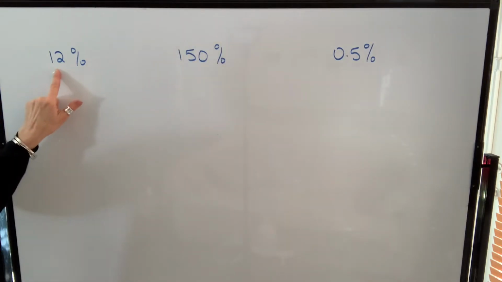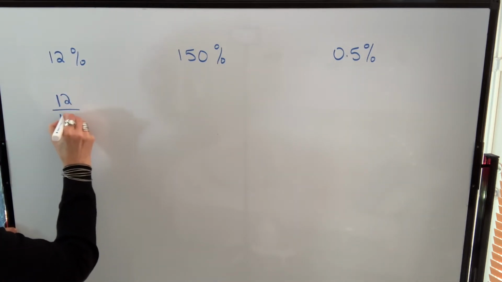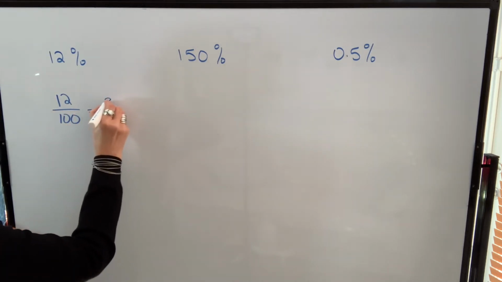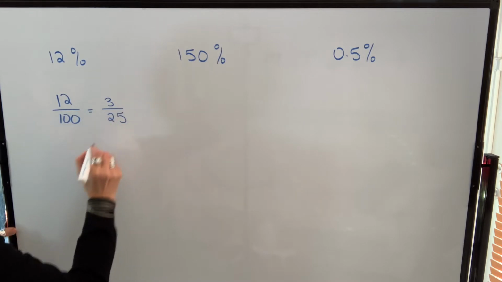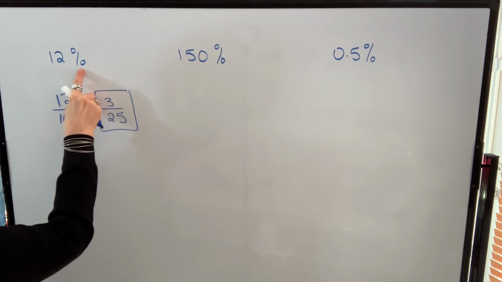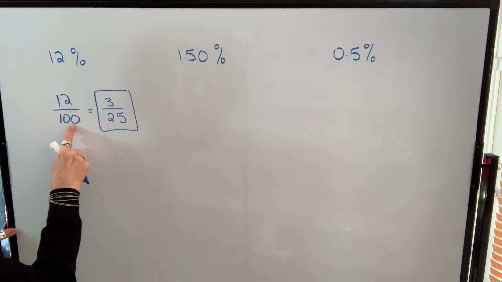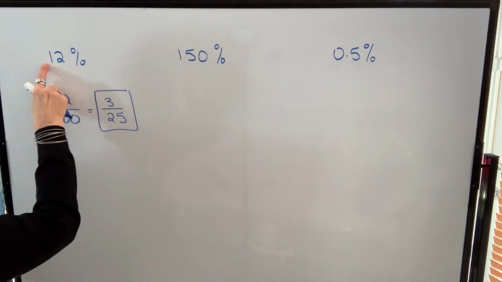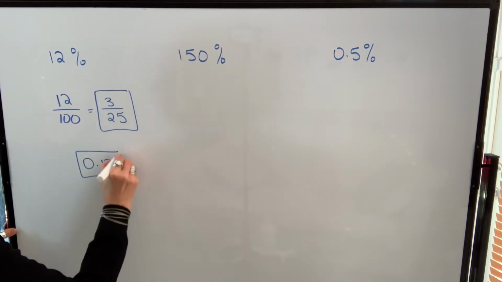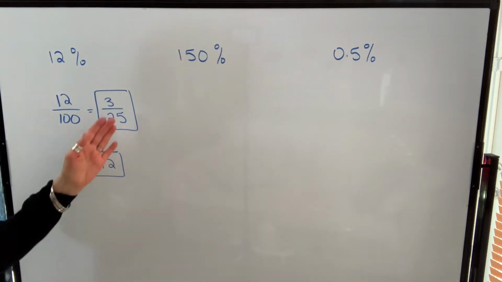If we were asked to change 12% to a fraction, that would be 12 over 100, which would reduce to, divide 4 into the numerator and the denominator, 3 over 25. If we're asked to change 12% to a decimal, we're dividing by 100, but rather than do it as a fraction, the way we would divide by 100 is we would move the decimal point 2 places to the left. So that would be equivalent to 0.12. So depending on whether you want it as a fraction or as a decimal, those are your two options.